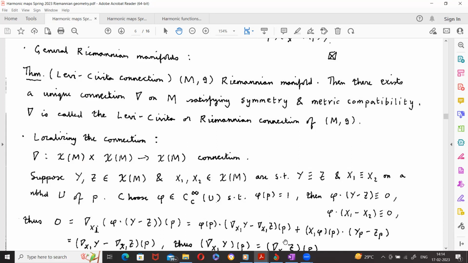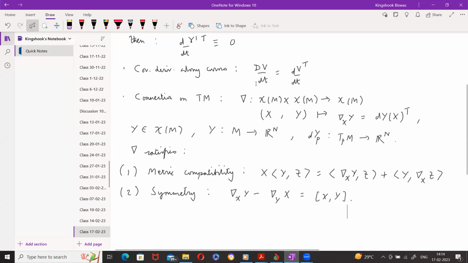So in the example of a submanifold of Rn, we have an explicit expression for the Levi-Civita connection. You just take the usual derivative of a vector field in the direction of X and then take its tangential component. This gives the Levi-Civita connection of the submanifold M of Rn with the induced metric. Is that clear? Because it satisfies the metric compatibility and symmetry properties.